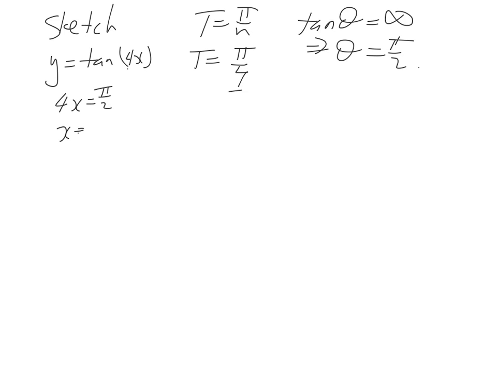Now we've got to divide, not multiply. Silly. So we're going to divide. It becomes pi over 8. So we're going to asymptote every pi on 8.